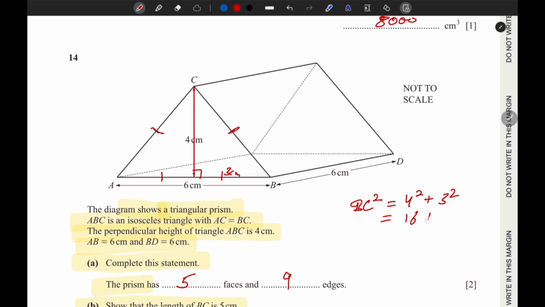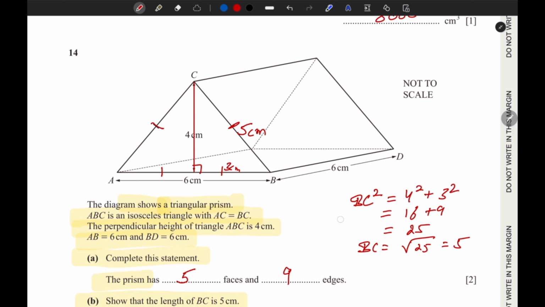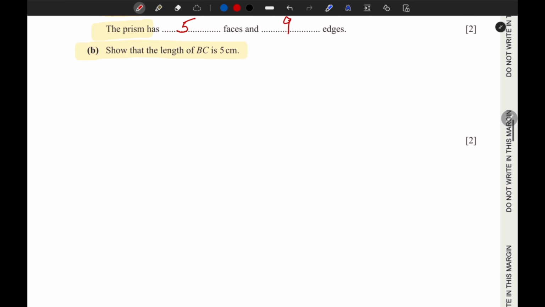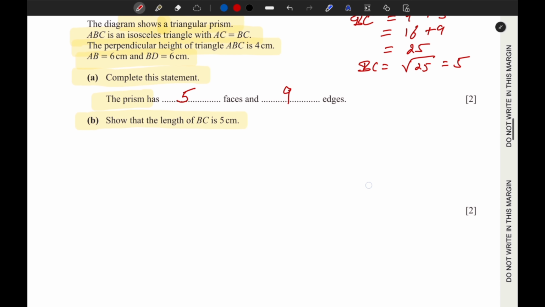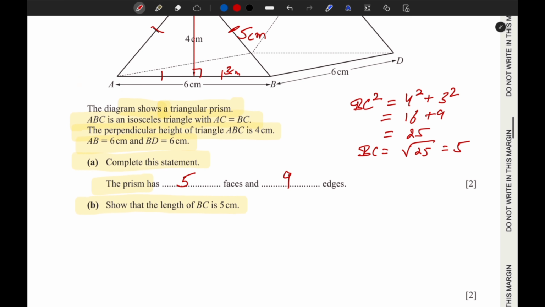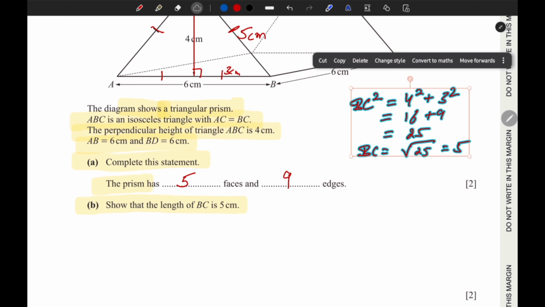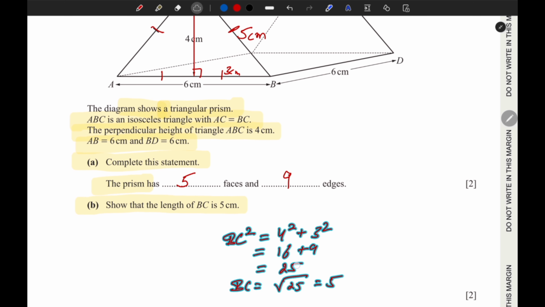4 square is 16 plus 9. This equals 25. So what is BC? BC is the square root of 25, which equals 5. So this side is 5, which is in centimeter only. Show that the length of the side is 5 centimeter. Yeah, so that's really the working. I'm sorry for that. This should be done over here, at this part.